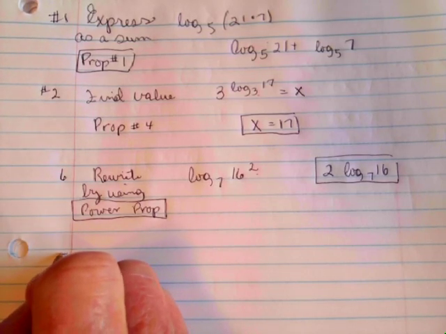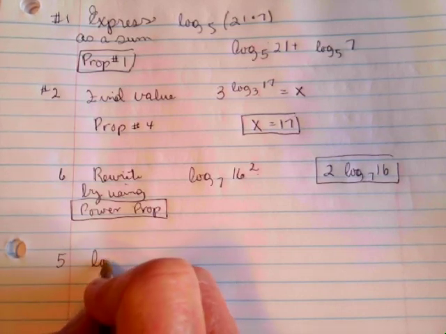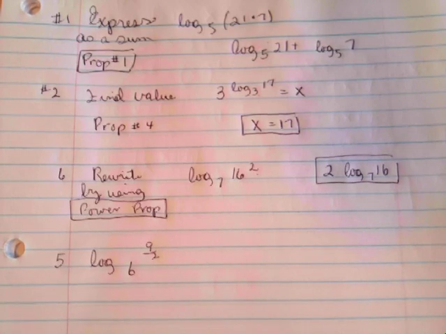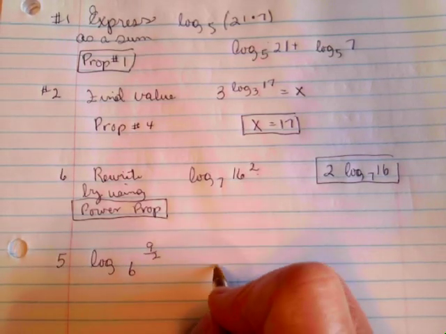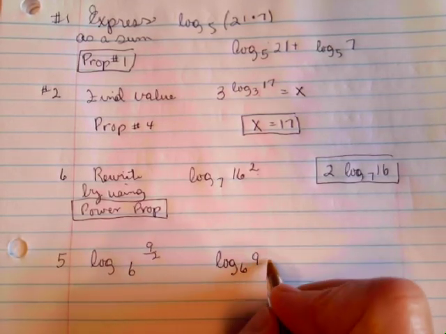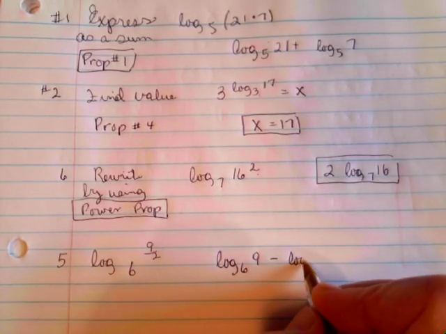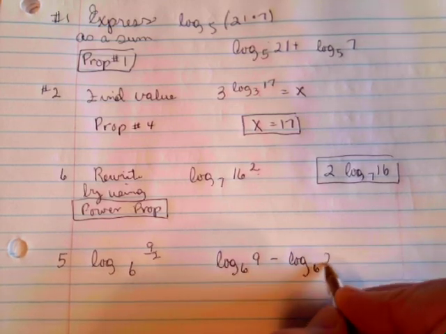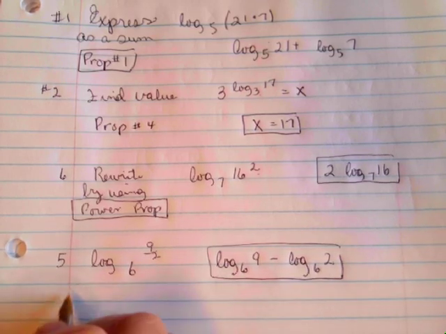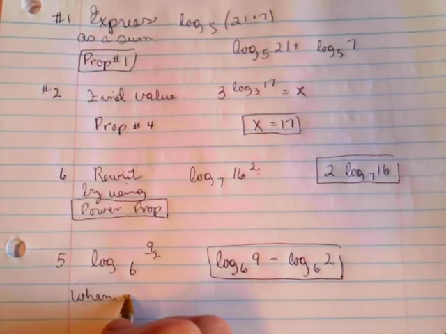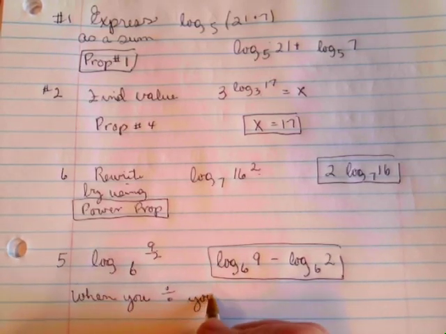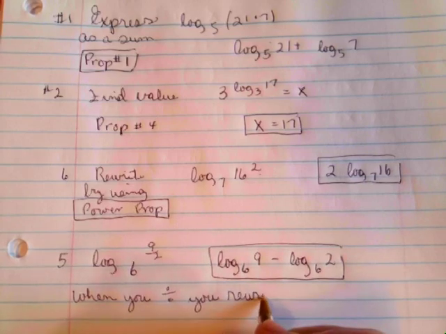Number 5, log 6 of 9 halves. Write this as a sum or difference. You know that whenever you divide, you rewrite as subtraction. So log 6 of 9 minus log 6 of 2 is your answer. When you divide, you subtract. When you divide, you rewrite as subtraction.